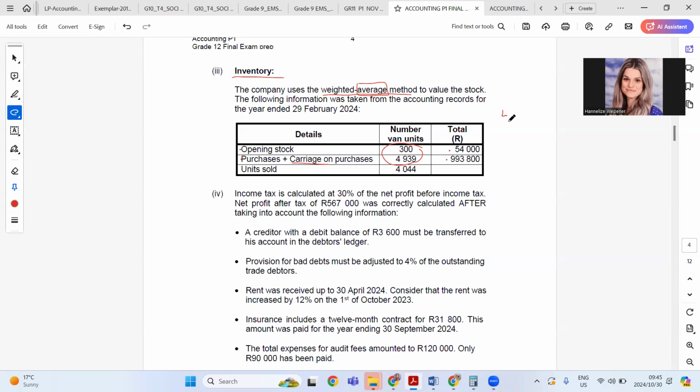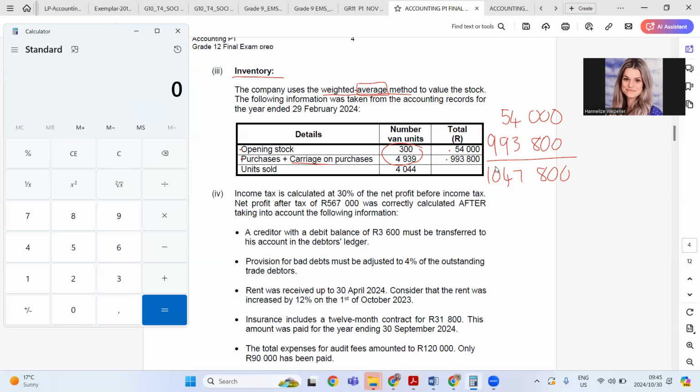So first of all, you have your 540,054 opening balance, plus your 993,800. Right, so that is what you have available for sale.